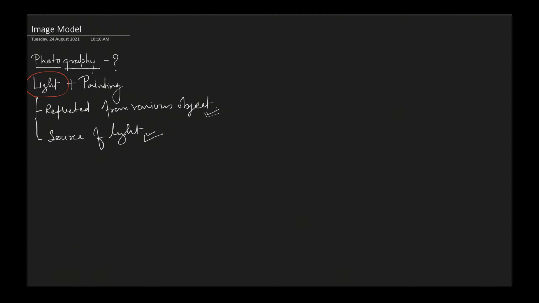The same happens for any other color. Suppose an object looks yellow, it reflects the yellow wavelength and absorbs everything else. What happens to an object which looks black? It absorbs every color. And what happens to an object which looks white? It reflects every color.